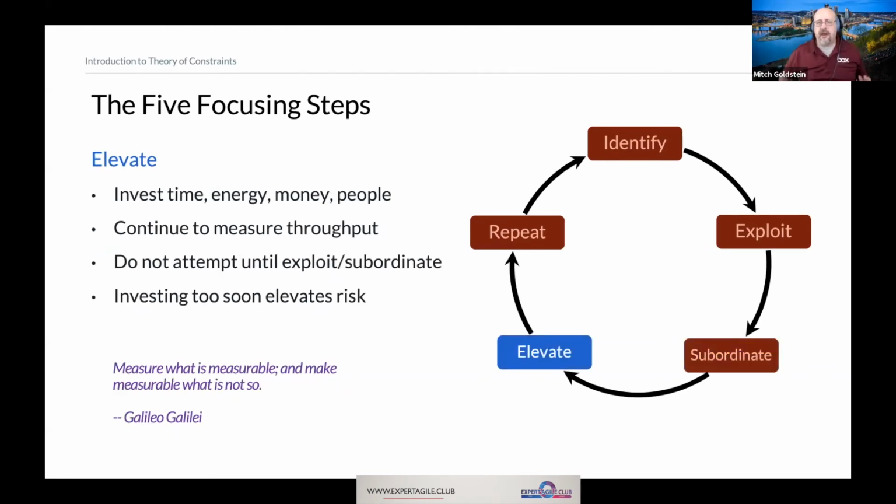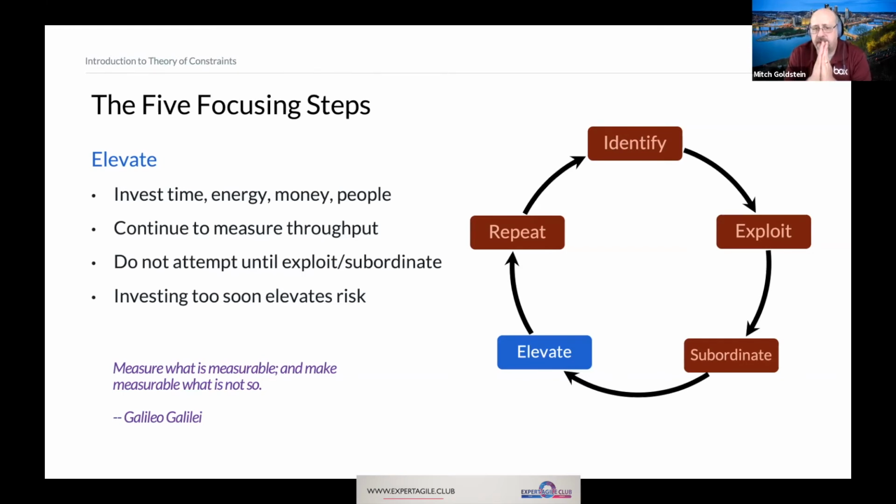And now is the time to elevate the constraint. Now is the time where we really, really focus on it. We start to put some money into it. We put energy into it, money, people. We hire people if we need more workers, and we continue to measure to show that our impact is there.